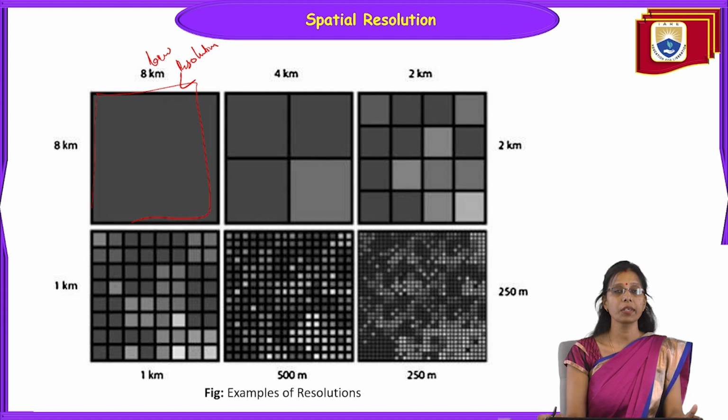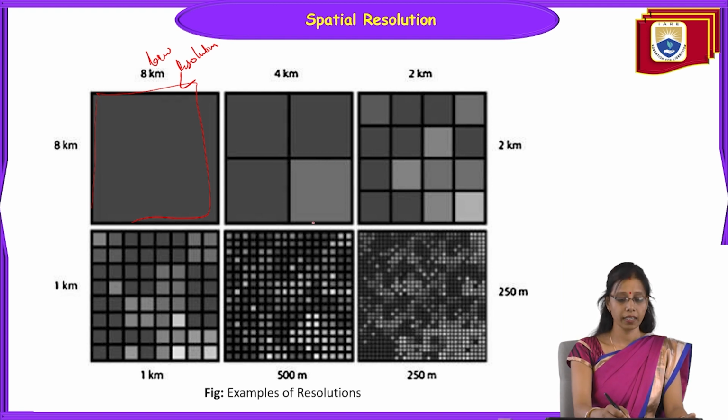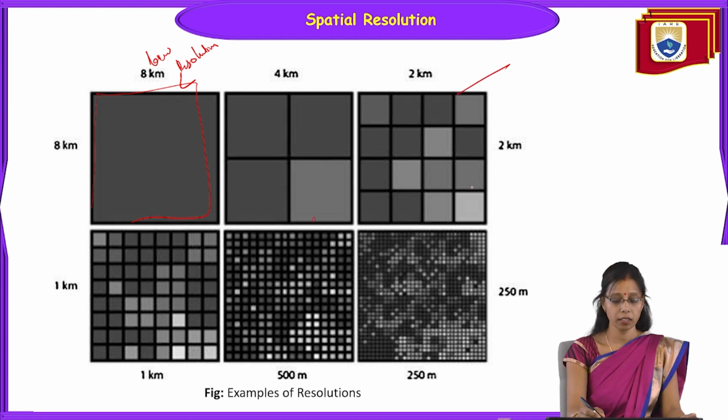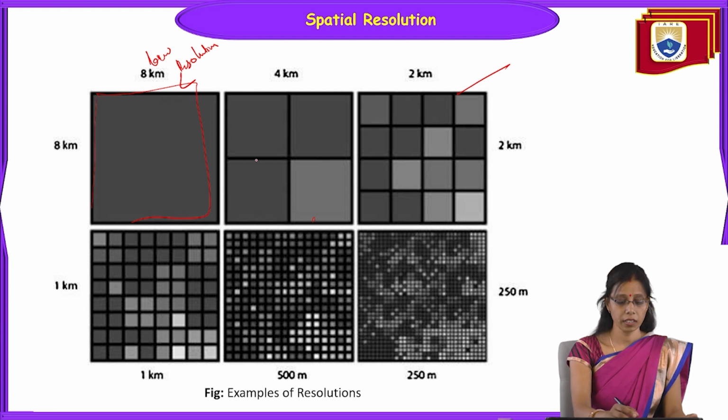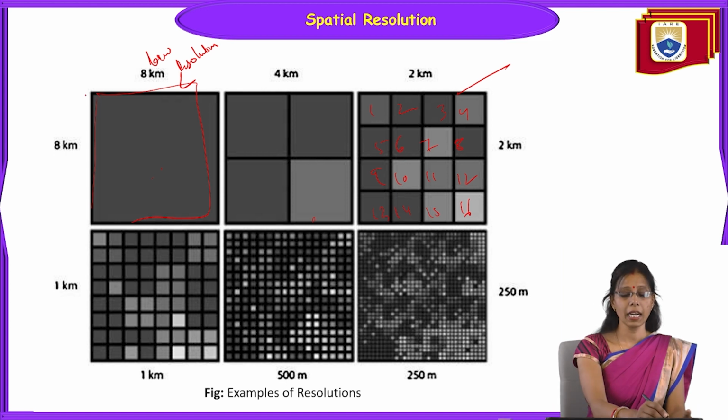Resolution is like this. That means we can't see the details in 8 kilometers. When you talk about 4 kilometers, the pixels will be like this. In 2 kilometers, again the pixels will be increased. So how much increased from here? 8 to 2: 1, 2, 3, 4, 5, 6, 7, 8, 9, 10, 11, 12, 13, 14, 15, 16 pixels are increased compared to 8 to 2.